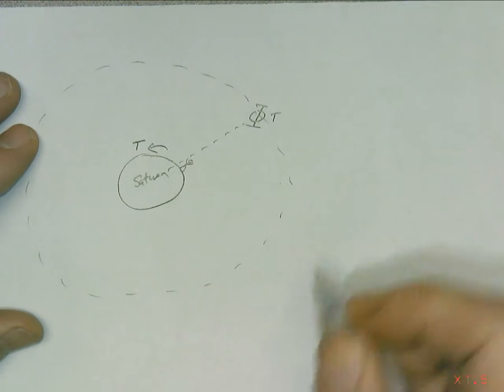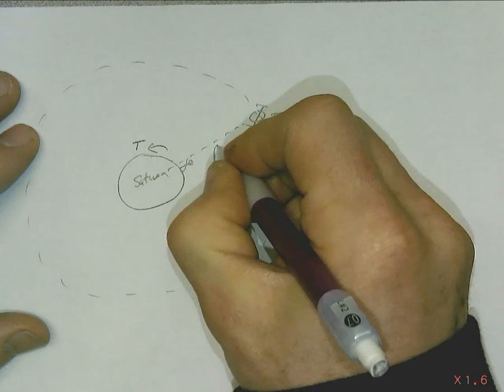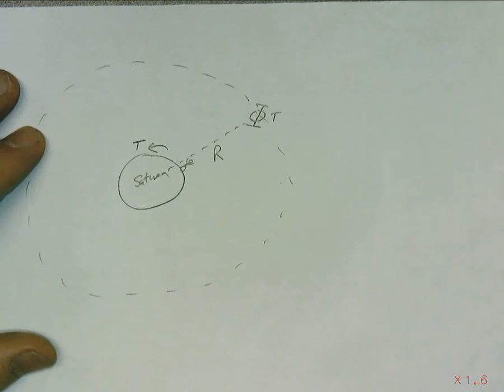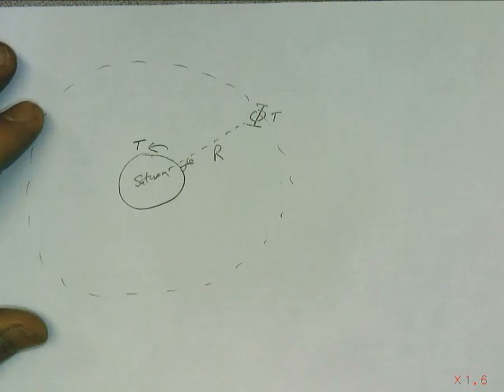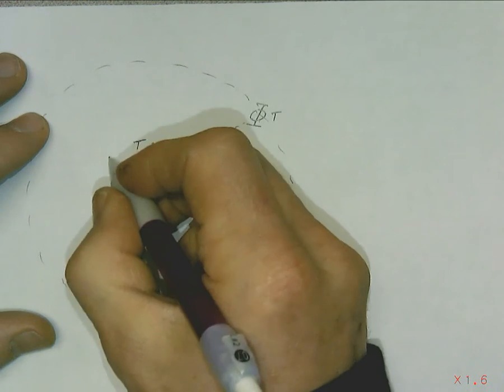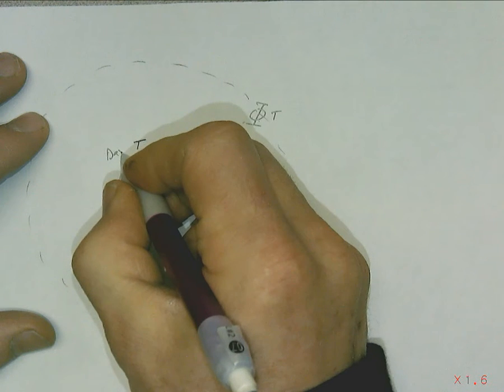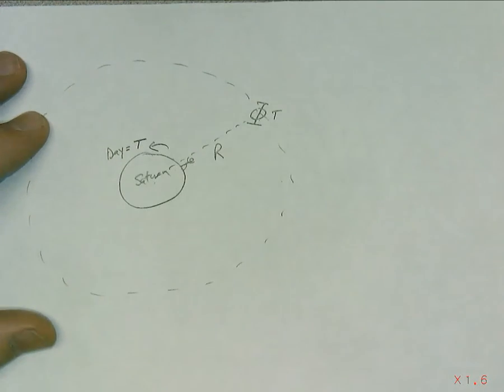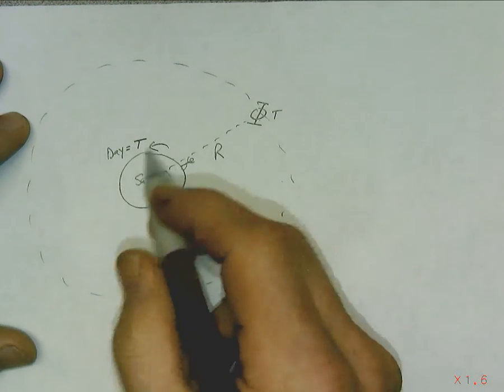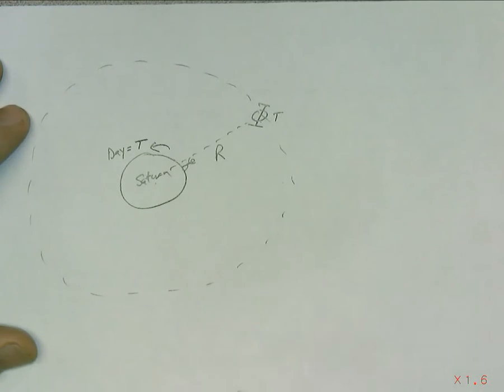So here's our satellite with period t, and our goal is to find r, the orbital radius, equivalent to the distance to the center of Saturn. So I'm going to say a day. It talks about a day for time, and that's equal to the period of rotation or the period of orbit.